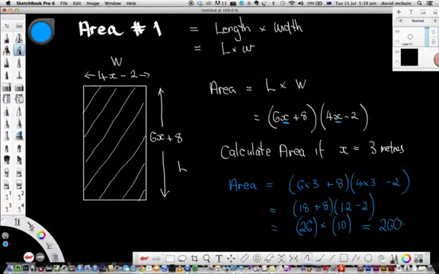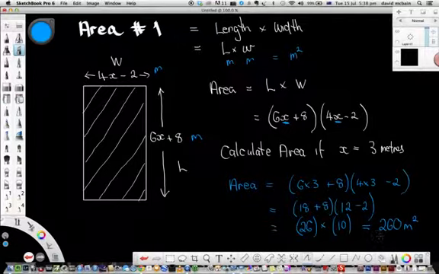260. Now, because we were working in meters, our dimensions were in meters, and because we've gone meters times meters, length times width, that actually means that our area is going to be in meters squared. So our answer will be 260 meters squared. So that's how we work out the area of that particular rectangle.